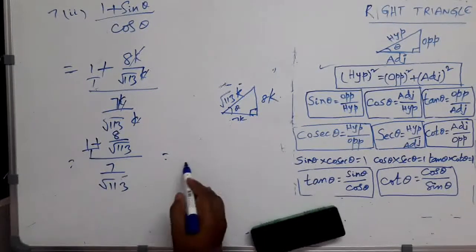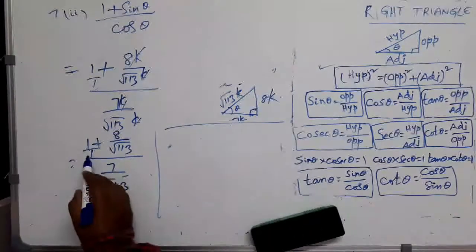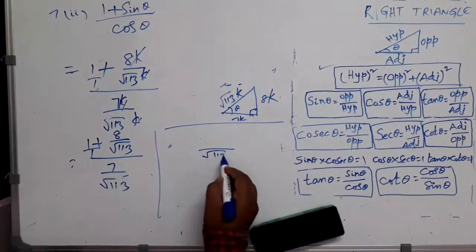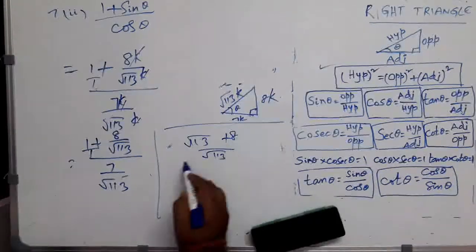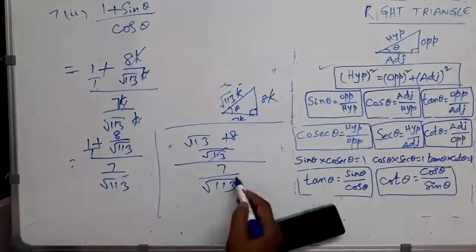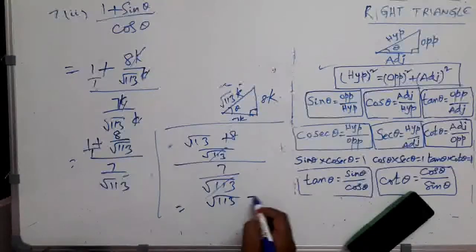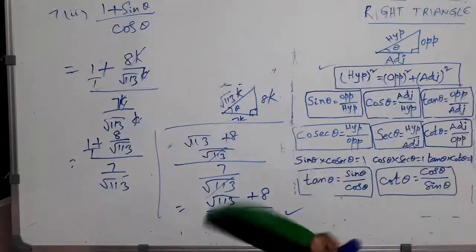Let us simplify further. See, what will be the LCM here? Root 113. 1 into root 113 is root 113, plus 8, divided by 7 by root 113. Of course, these two denominators are the same, so they get cancelled. So what will be remaining? Root 113 plus 8 divided by 7. Can you simplify further? No, leave it, no problem. So this is the answer. This is question number 7.